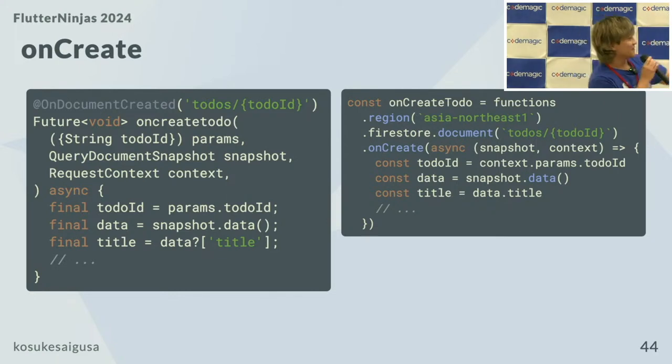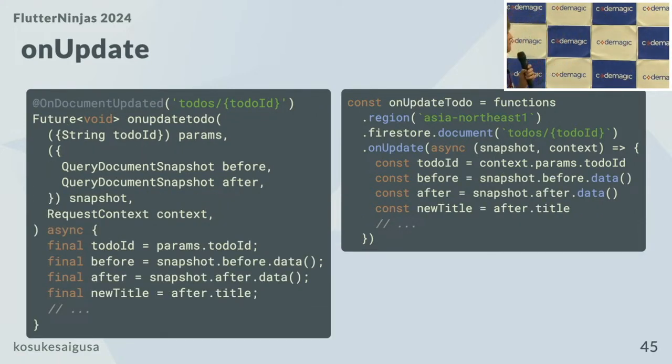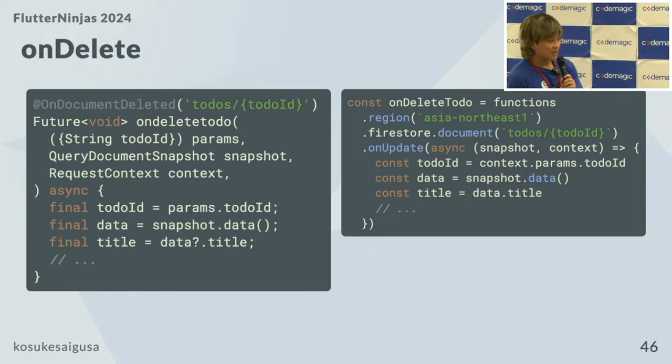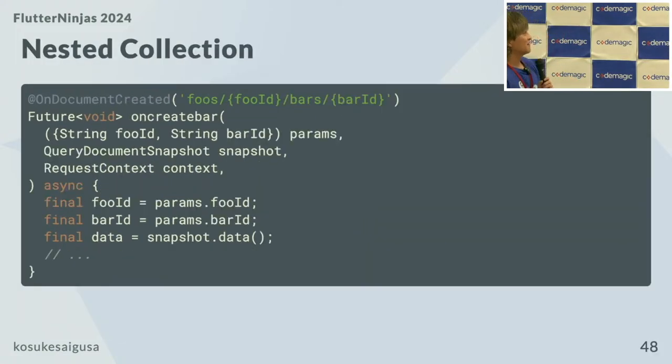Very same, right? So you can get the params as a record, and you can get the triggered document ID here, and triggered document data from snapshot in the parameter. Of course, onUpdate, same. For onUpdate, you can get the before and after of the triggered document. Delete, same thing. OnWrite, same thing. And of course, you can parse the nested collection document pattern as well. So you can get fooId, barId, both of them from params.